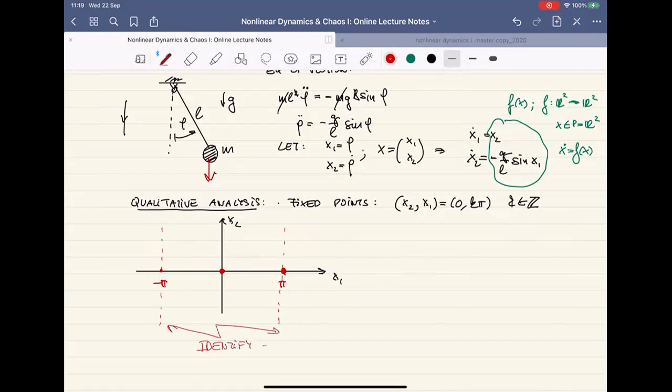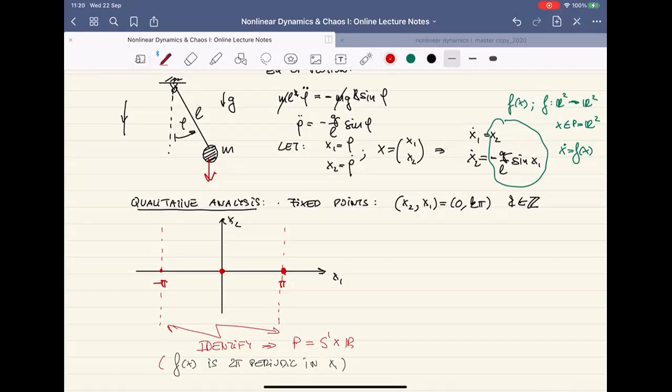I do that to simplify my life, because f of x is 2 pi periodic in x1. But when I do that, I'm actually introducing a new phase space, and the new phase space will not be R2, but the first coordinate will be varying on the circle. In our notation, usually the topological notation for the circle is S1. Okay, so it's a periodic variable. And I cross it with R, because the velocities are not periodic.